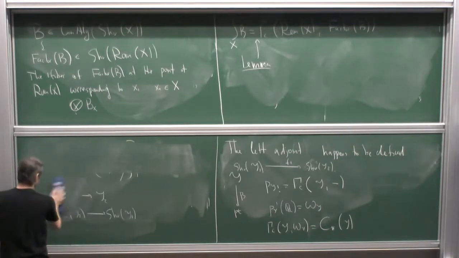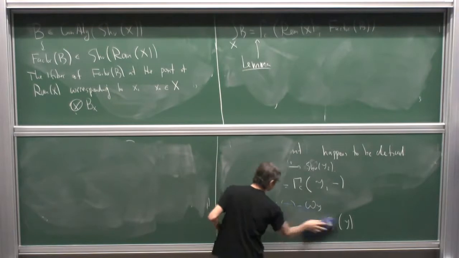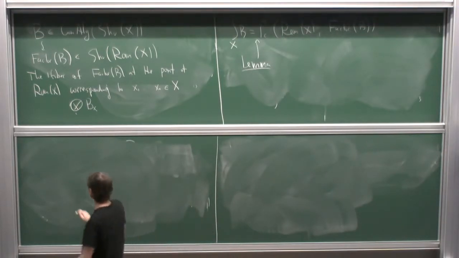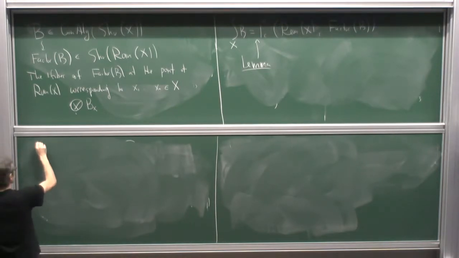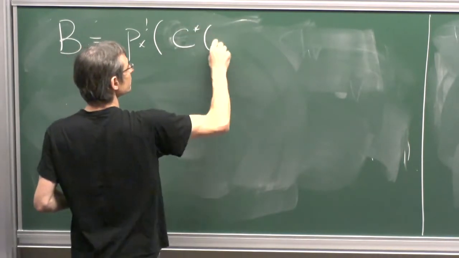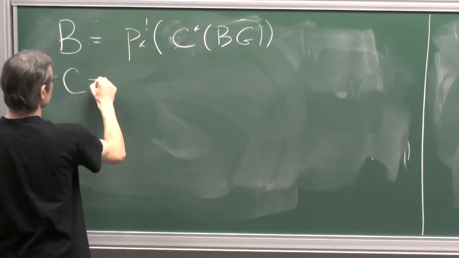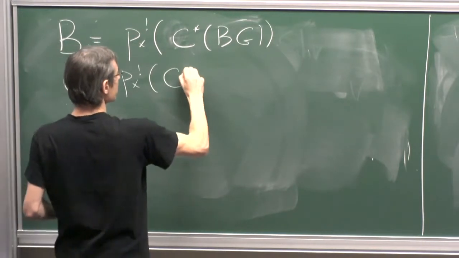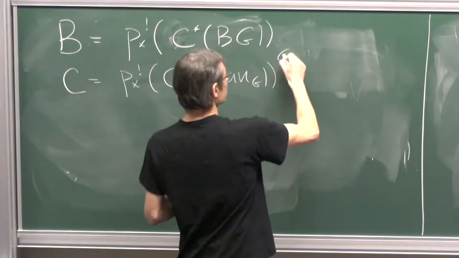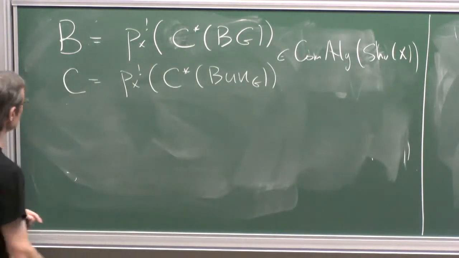Let me just say that now a certain symbol will appear on the blackboard which hasn't been introduced. I wonder if you'll catch it. I'll take a very particular B, and I take a very particular C. Both are sheaves of commutative algebras on the curve, and I claim that I have a map from B to C lower star.